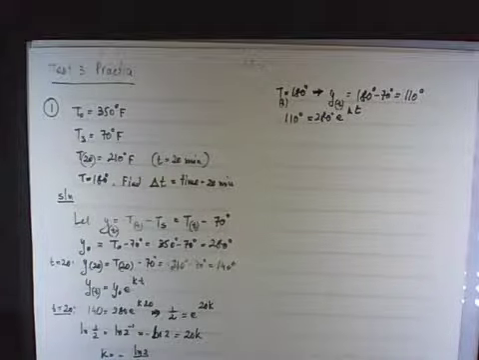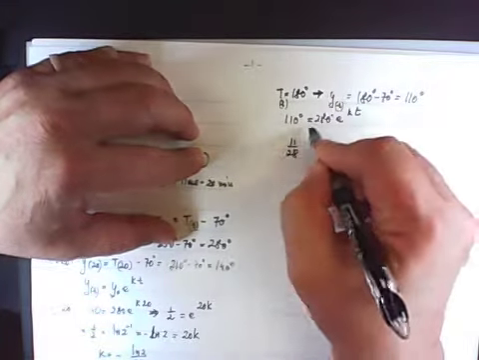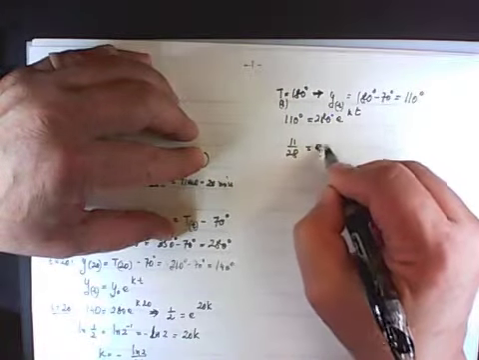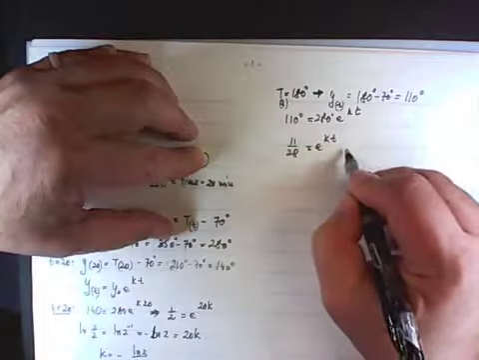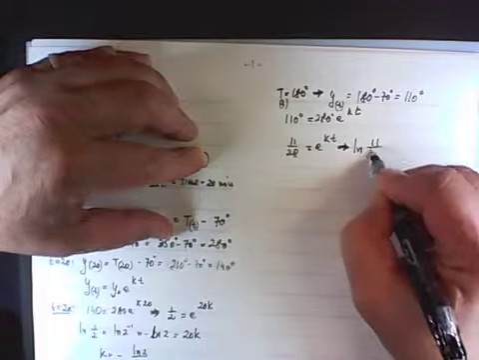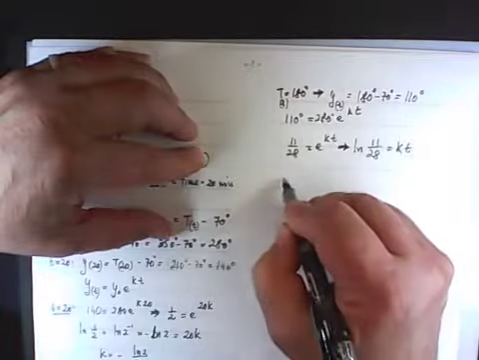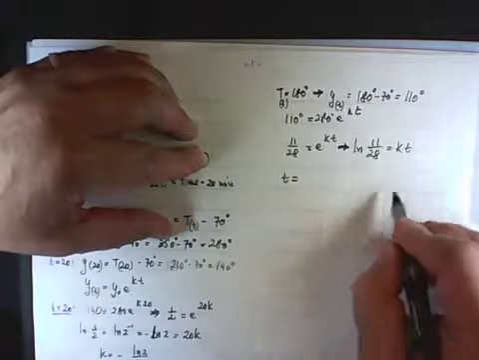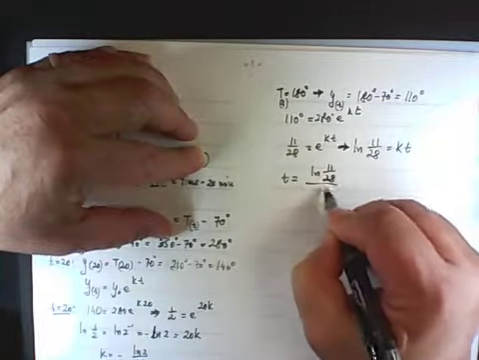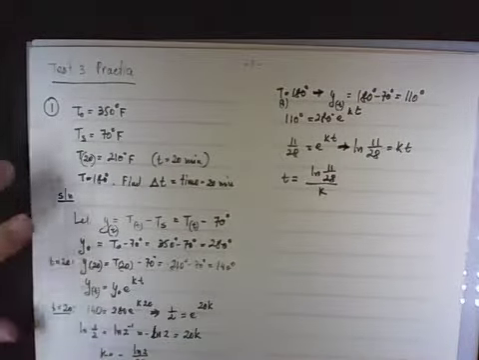We need to find t. So solve and get 11 divided by 28 once you divide everything by 280, equals e to the kt. Apply the natural log to both sides, and the natural log of 11 over 28 equals kt, and the time t equals natural log of 11 over 28 divided by k. But k is negative natural log of 2 divided by 20.